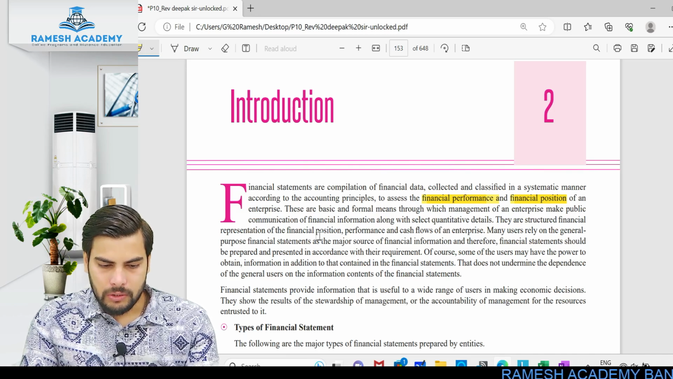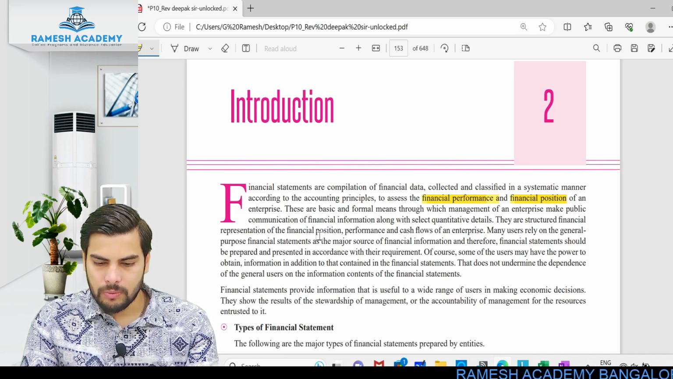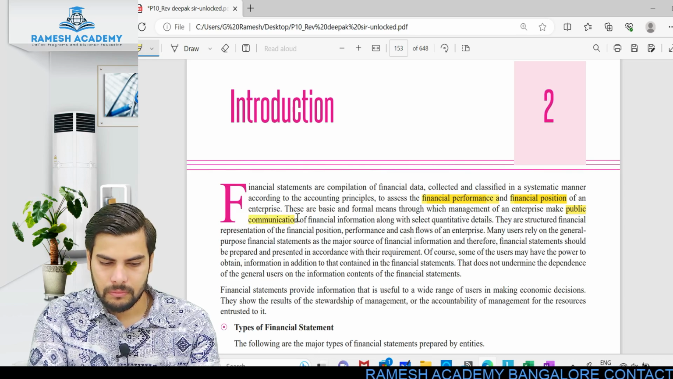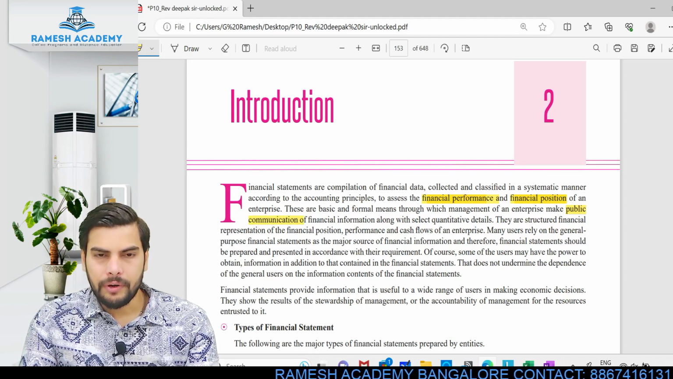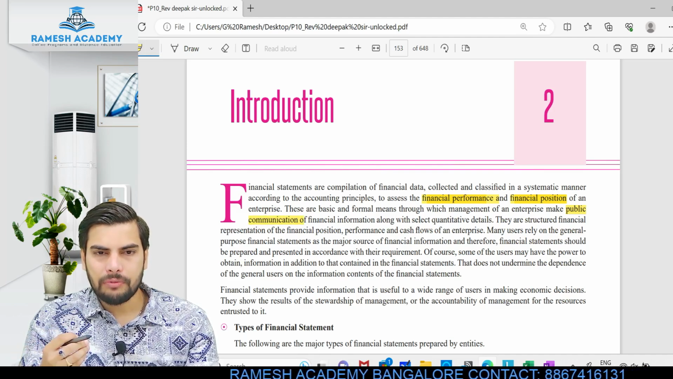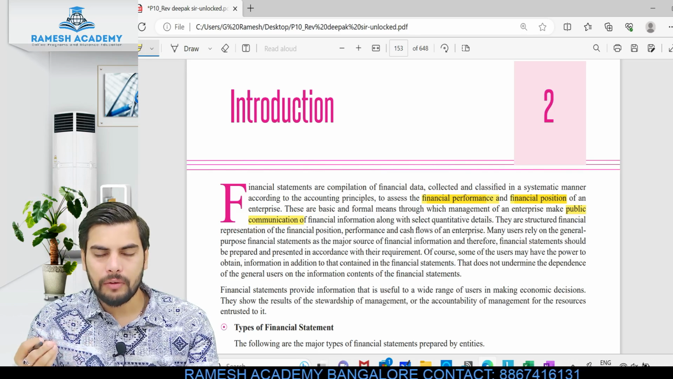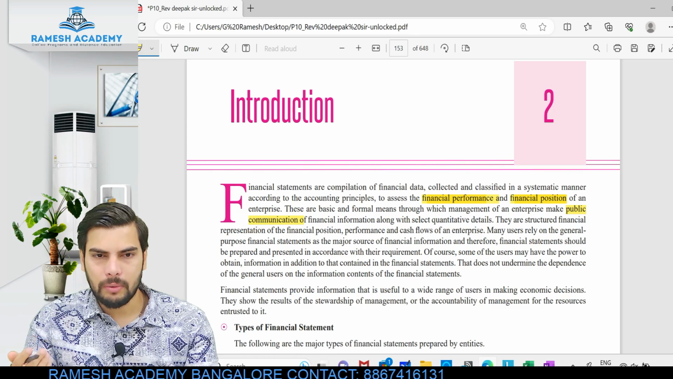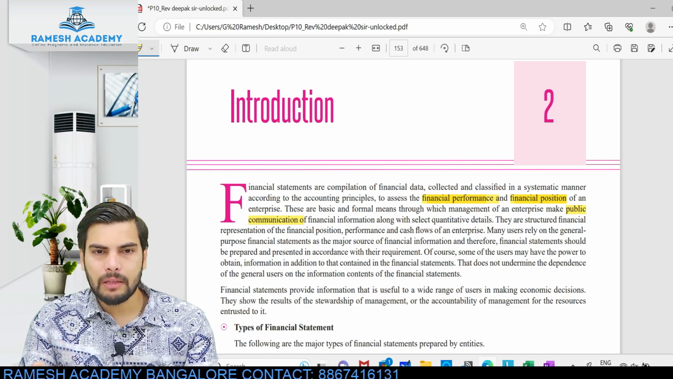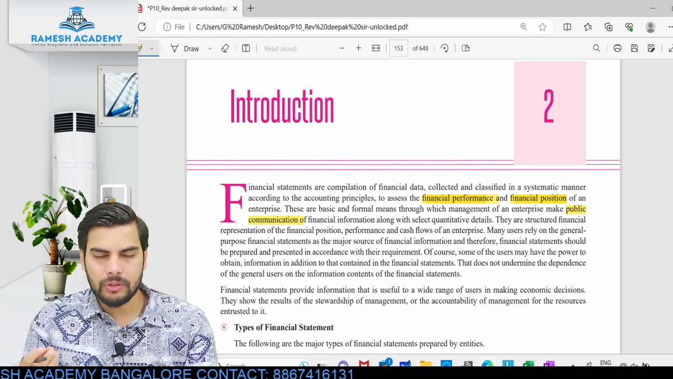So these are basic and formal means through which the management of an enterprise makes public communication of financial information along with selected quantitative details. Once the company prepares the financial statement, it will have to communicate it to various users, like shareholders, banks, financial institutions, debtors, creditors, and the government for that matter. It's not that they prepare the financial statement and keep it in the locker. No, they'll be communicating it to the various users.